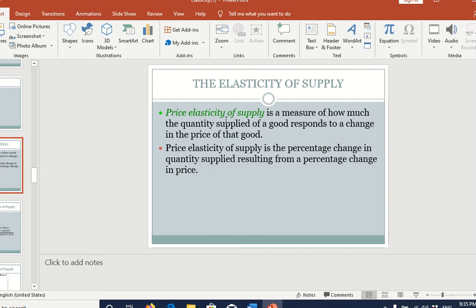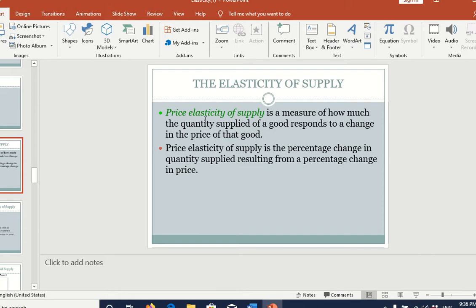We talked about the demand side. So now let's turn to the supply side. Price elasticity of supply is a measure of how much the quantity supplied of a good responds to a change in the price of that good. So it's a reciprocal of demand. Price elasticity of demand.